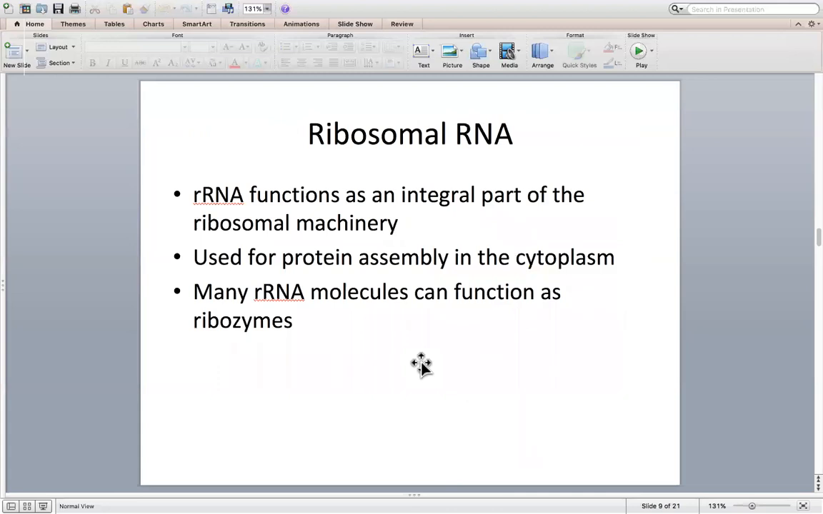And the third form of RNA is what's known as ribosomal RNA, or rRNA. rRNA is synthesized in the nucleus and also functions as an integral part of the ribosomal machinery that's used during the protein assembly process, and that occurs in the cytoplasm. Many rRNA molecules can function as what's known as a ribozyme. Ribozymes are enzymes that are made up of RNA molecules instead of peptides, or proteins, like we would think of an enzyme being. And as the name implies, they have catalytic activity, so they're going to be able to play a part in things like splicing and gene expression later on.